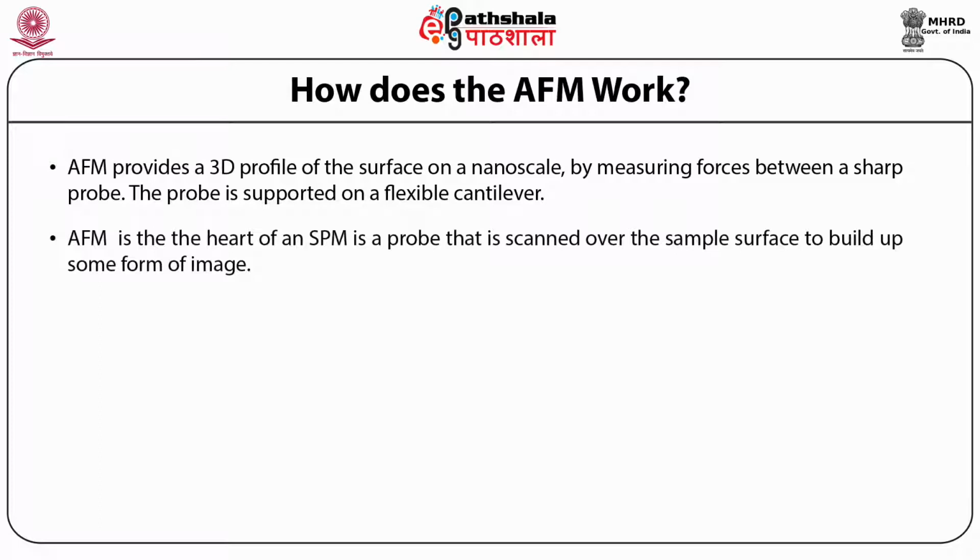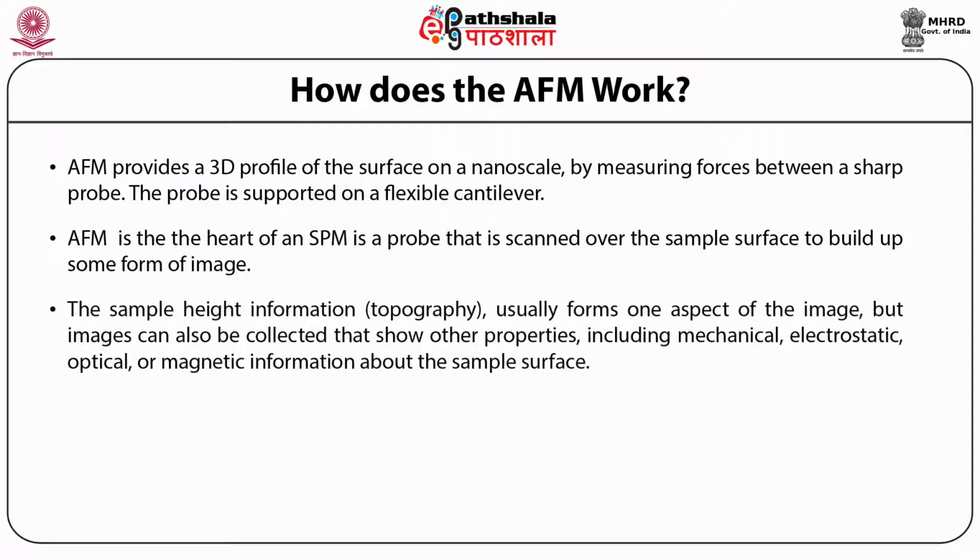At the heart of an SPM is a probe that is scanned over the sample surface to build up an image. The type of image you get depends on the interaction that is measured by the probe. Images can be produced that reflect many different properties of the sample. The sample height information, topography, usually forms one aspect of the image, but images can also be collected that show other properties including mechanical, electrostatic, optical and magnetic information about the sample surface.